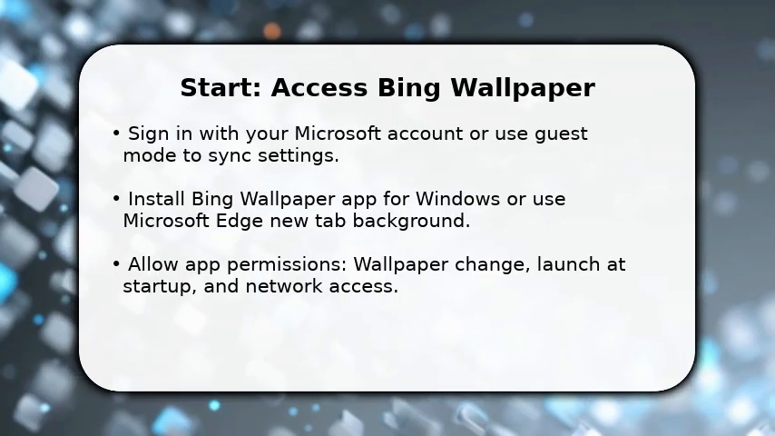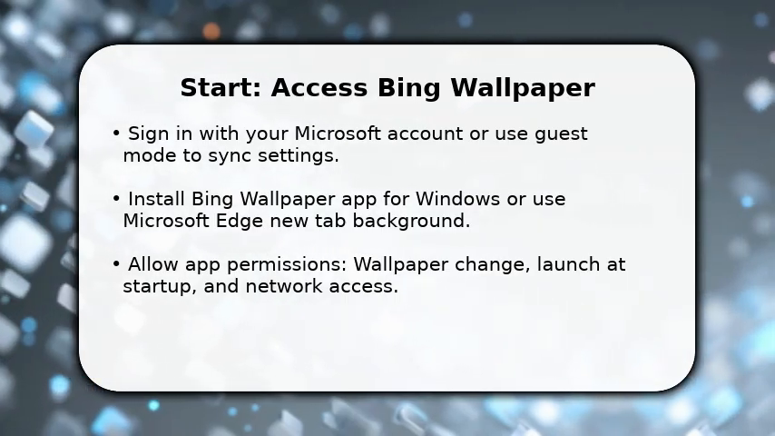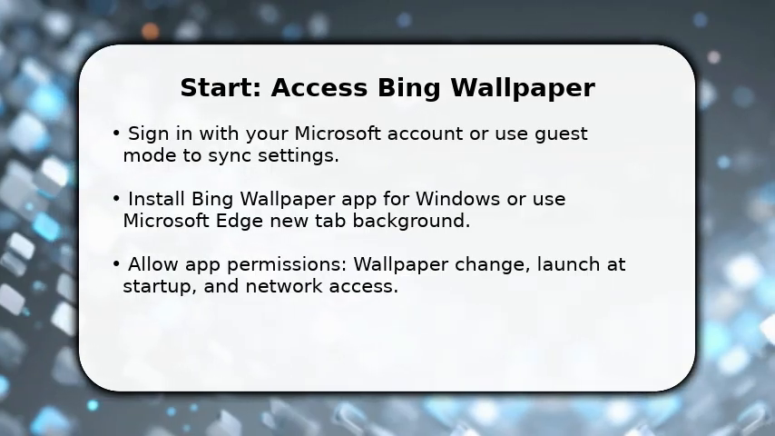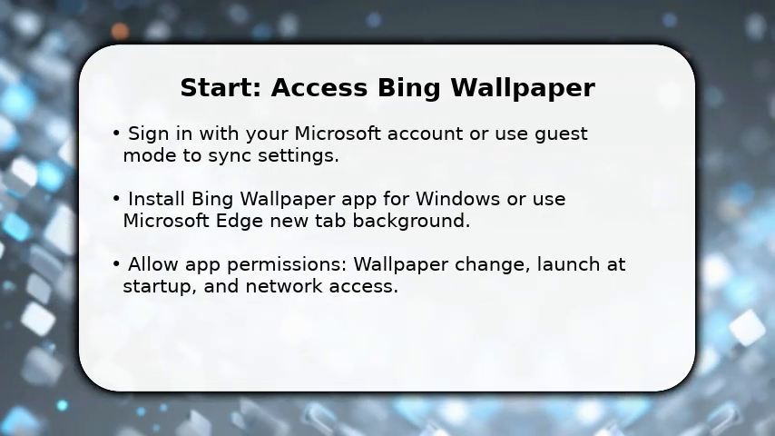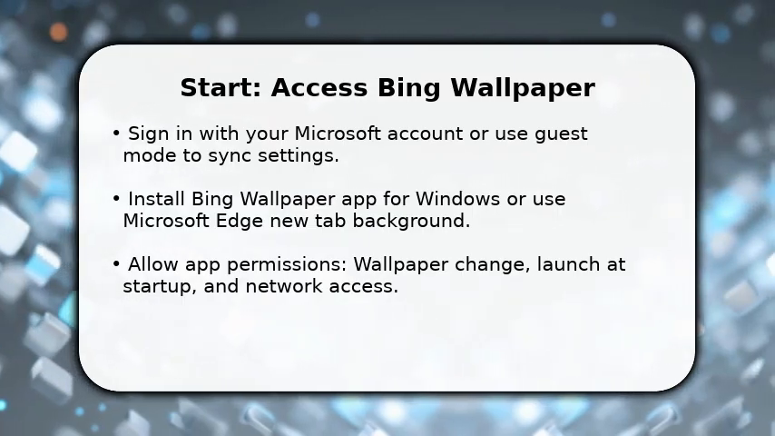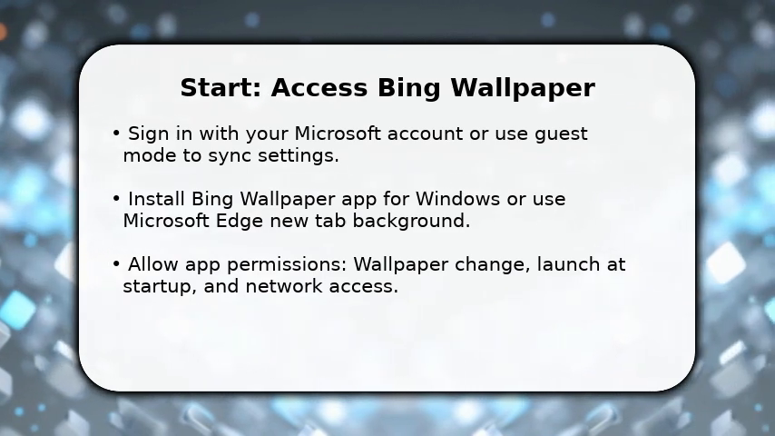Once installed, grant the app permissions to change your wallpaper and run at startup. These let images update automatically. If you prefer manual control, keep auto change off. Now set the initial preferences, image categories, and frequency. This gets you immediately visible Bing wallpapers ready to manage.